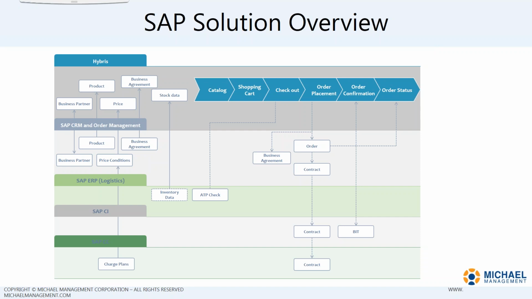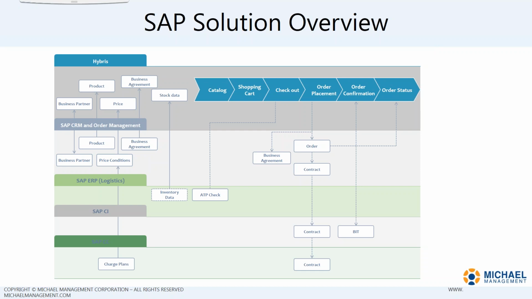So at the very front end, you have the Hybris Commerce, where you have all the products and the business partners that are coming in. And if you have products which require inventory data, then it has inventory data with it, your product catalogs, shopping carts, and so on and so forth. Now, behind the scenes, you have SAP CRM and order management capabilities, which lets you create the orders. And then you have ERP, which is the traditional SAP ECC that we know of, which has all the logistics and the order management capabilities in it.